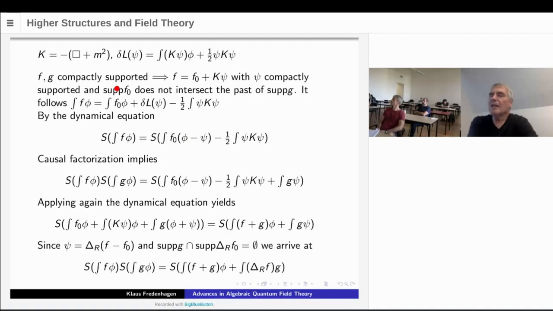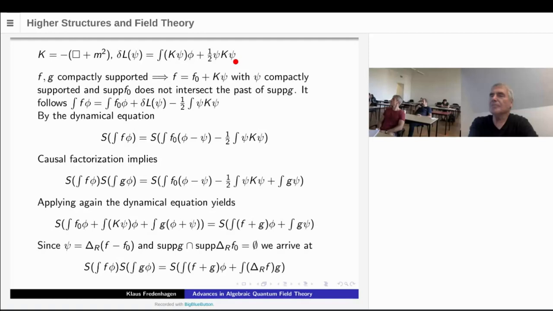So let me explain this. We take the Klein-Gordon operator, or better, minus the Klein-Gordon operator. Then we compute this relative Lagrangian, or the relative action, perhaps one should say. It is the integral over the difference of the two Lagrangians, which has a linear term, which contains the field equation, and a quadratic term.